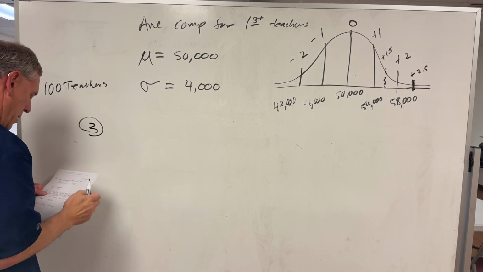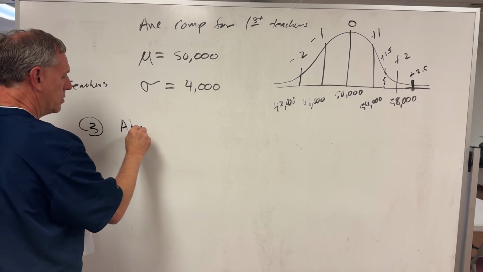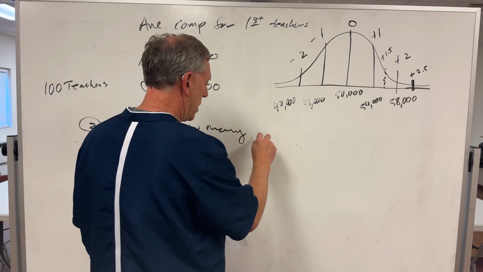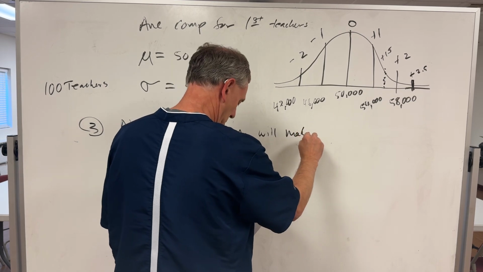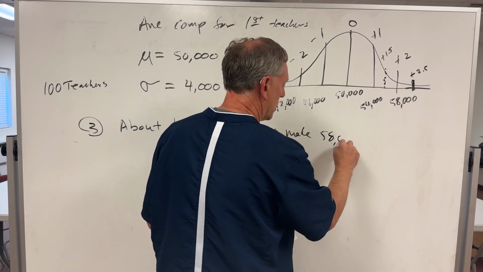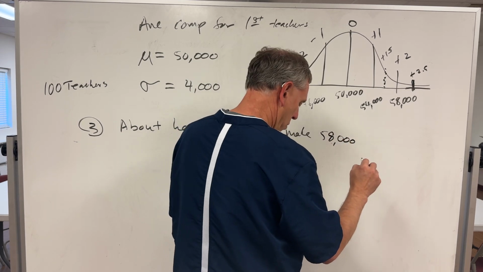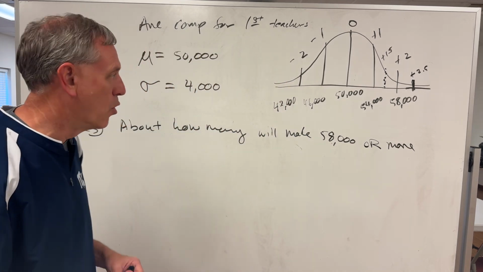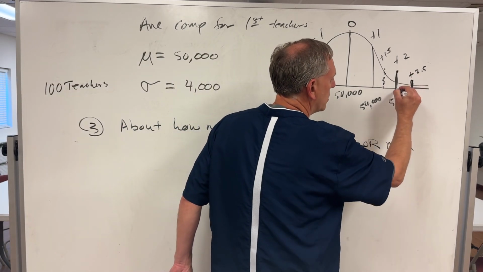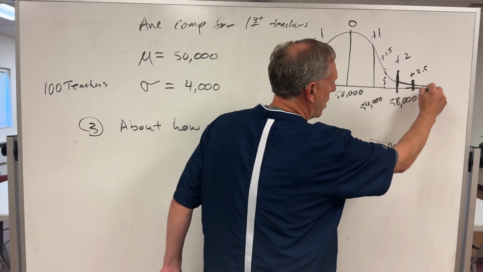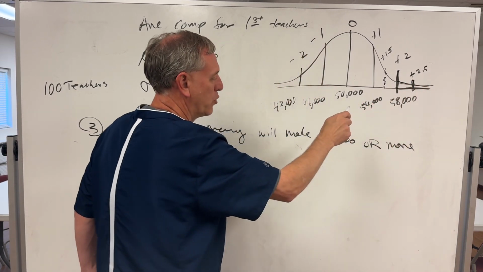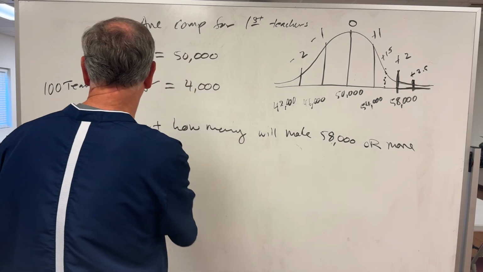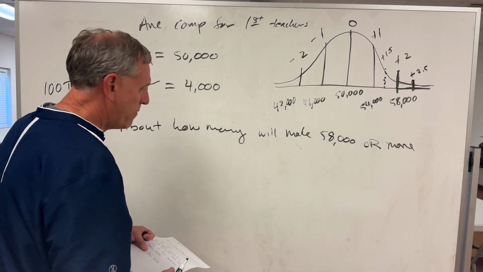So question 3 is, this is a guess, how many will make 58,000 or more. Okay, so 58,000 or more. So this is the mean plus 2 z. So this group is this tail way out here. So how many of those 100 would we expect? What we've got to do is find the probability and then multiply it by our 100 teachers that we've hired. All right, so 58,000 or more.